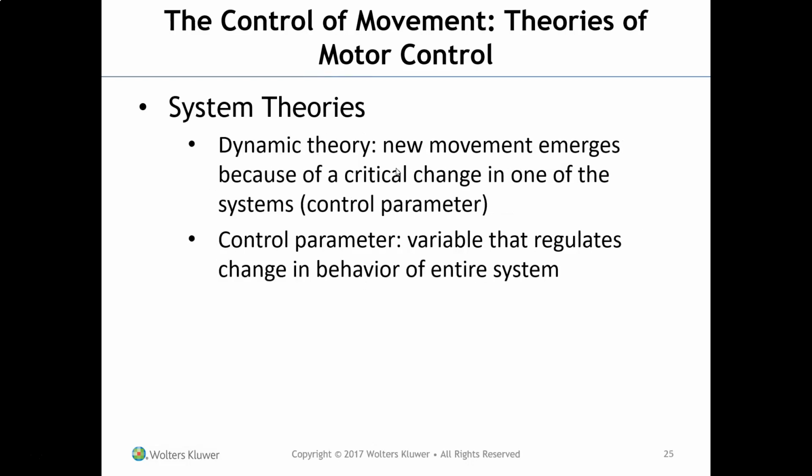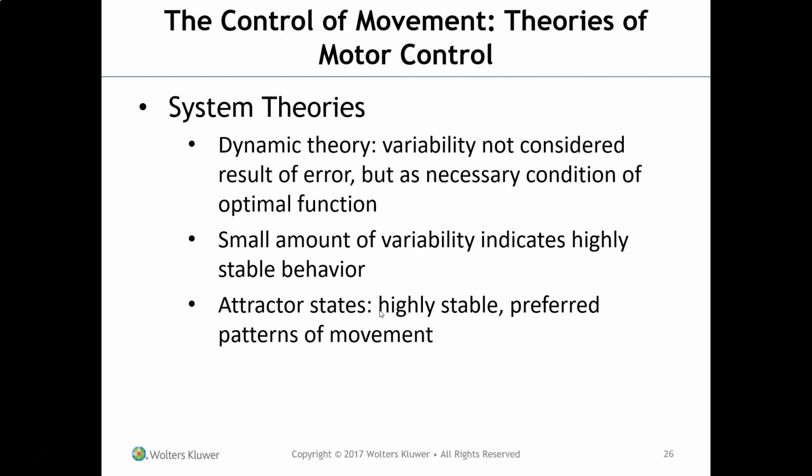Okay, and it's a dynamic theory. New movement emerges because of a critical change in one of the systems, the control parameter, and a control parameter is a variable that regulates change in behavior of the entire system. So this is probably one of the most complex of the theories, and one thing that you would probably want to read in chapter 1, because it really gives good clinical examples, and you want to read more about it.